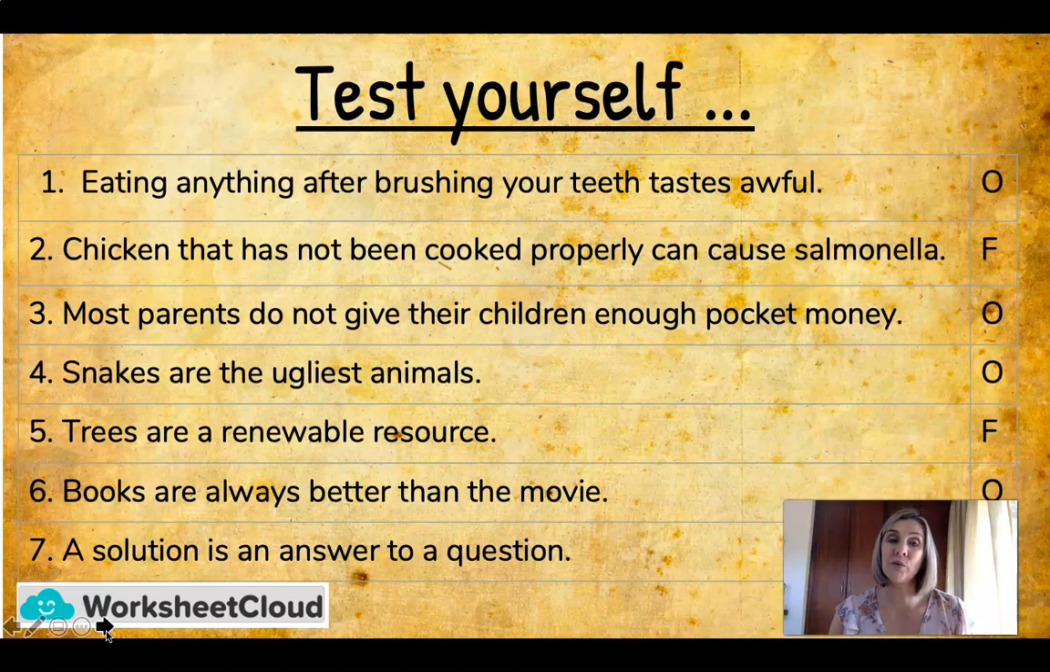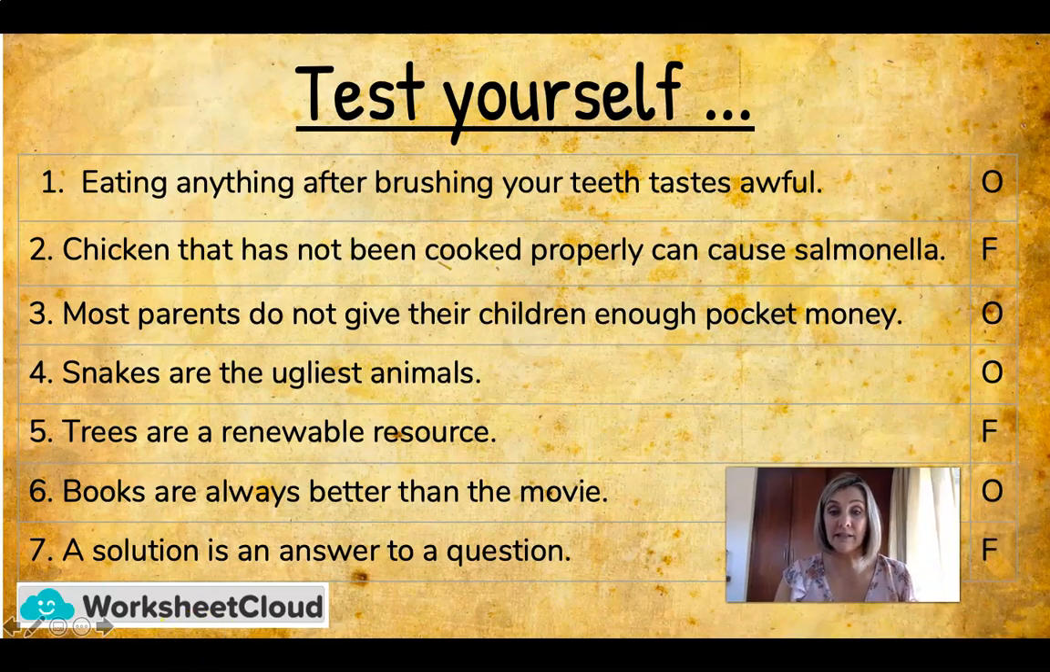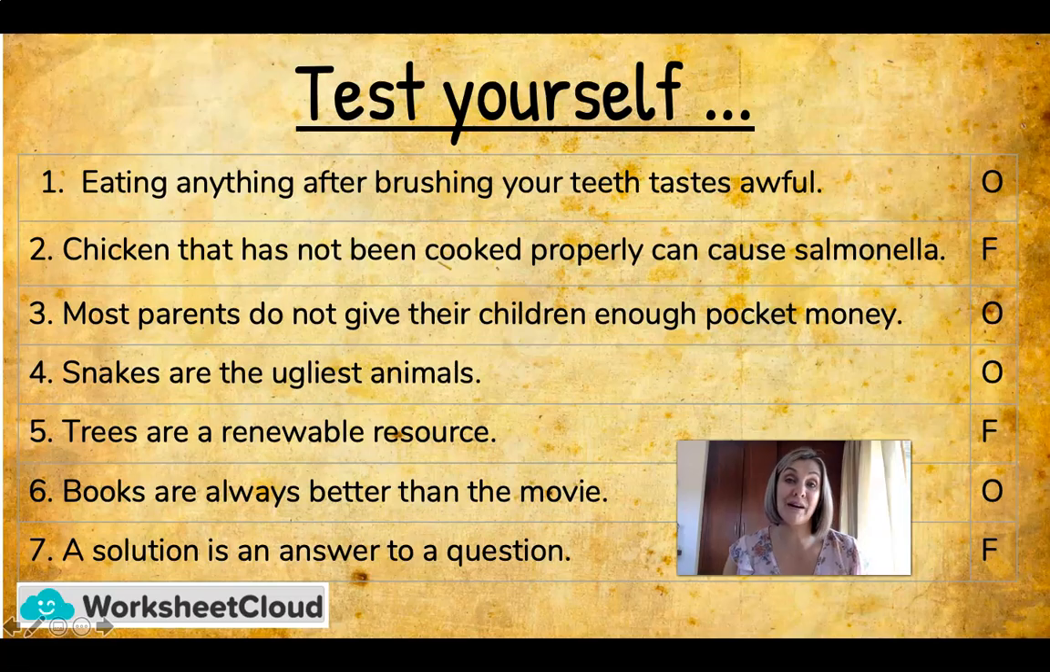Number 6, books are always better than the movie. To me, I think that's a definite one, but it really is only my opinion. Some people like to watch the movie, some people like to read the book first. It's completely up to you and your thoughts. And number 7, a solution is an answer to a question. Yes, that is true. It is fact.